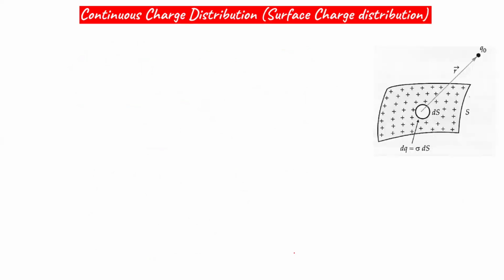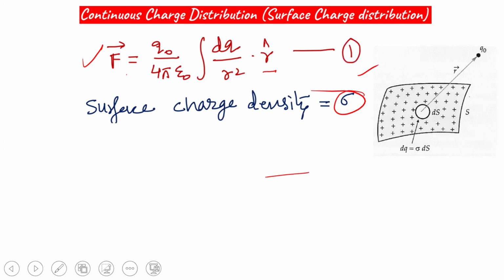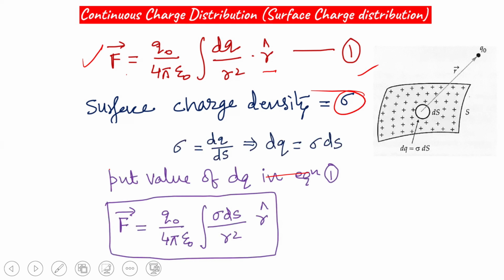Next is, in case of surface charge density, what is the continuous charge distribution? How to write the expression? Similarly, we can say that F vector is equal to Q naught upon 4 pi epsilon naught integral dq upon r square in the r cap direction. This is equation 1. Now, surface charge density, suppose sigma. Then we can say that sigma is equal to dq upon ds, that is dq is equal to sigma ds. So put the value of dq in equation 1, you get F vector is equal to Q naught upon 4 pi epsilon naught integral sigma ds, this is important, upon r square in the direction r cap.